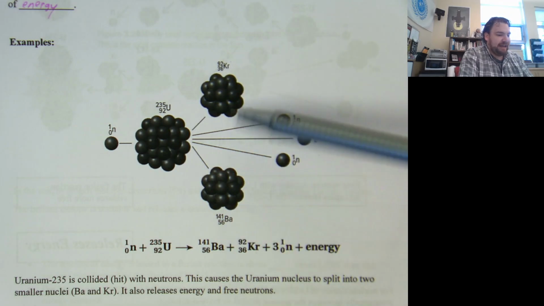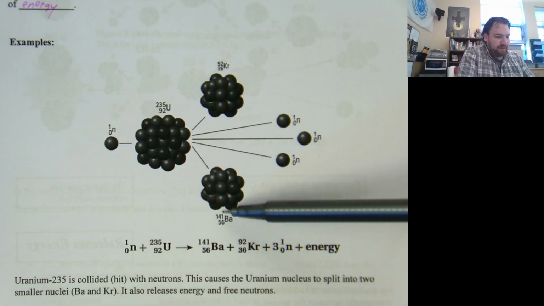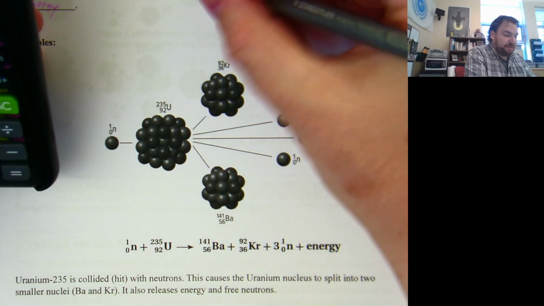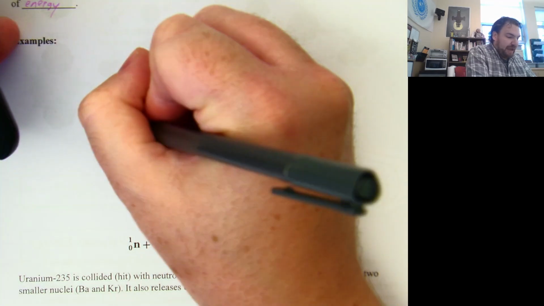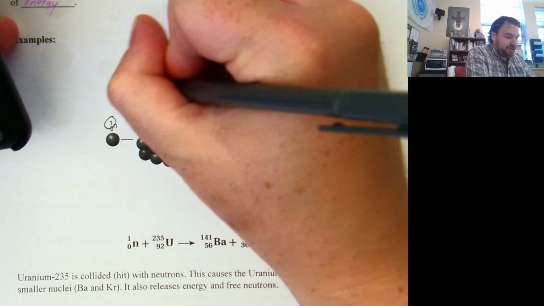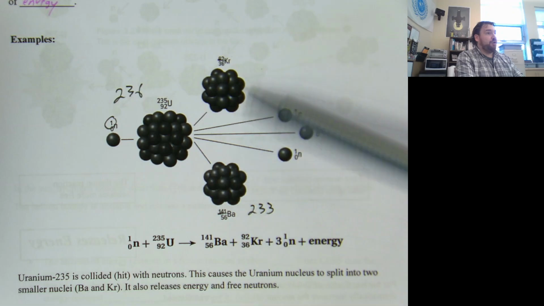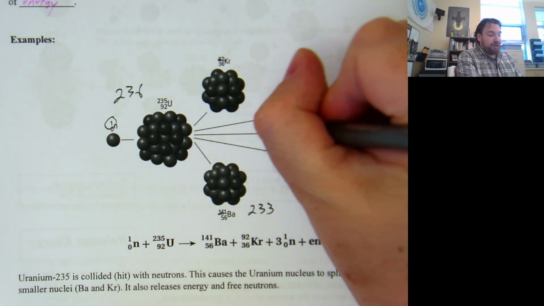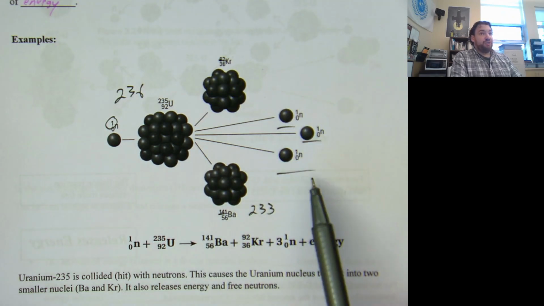So the protons add up, but the mass, 92 and 141, you're short. 92 plus 141 is 233, but you had this bonus one here, so we need 236 mass, and you only have 233 total. So something else has to go, and that something else is 3 bonus neutrons. So 1 neutron went in, 3 bonus neutrons are coming out.